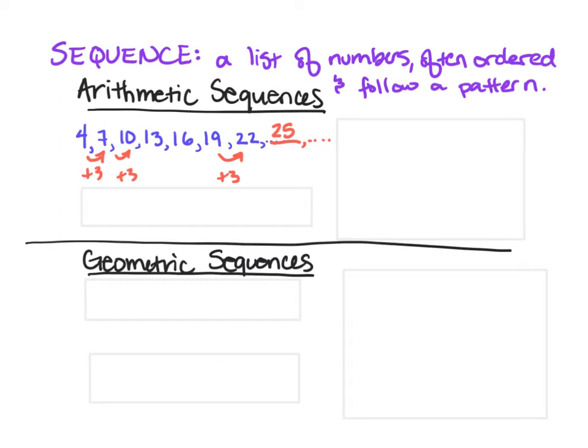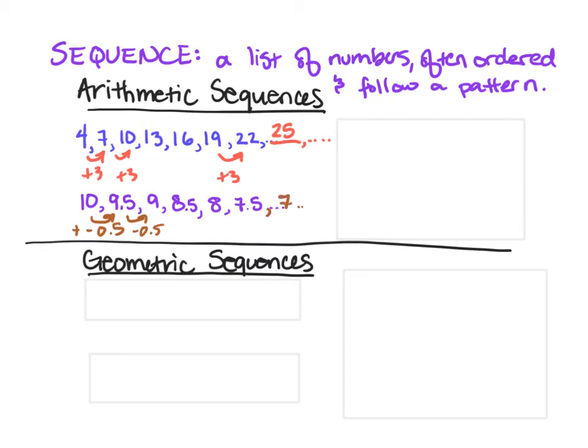So that's one kind of sequence. You can also have a sequence that's decreasing, like this purple one here. In this case, you could think about this as subtracting a half, or you could think that I'm adding a negative half. So it's going down by a half, down by a half, etc. So the next number here would end up being 7.